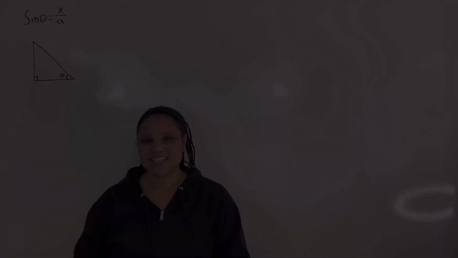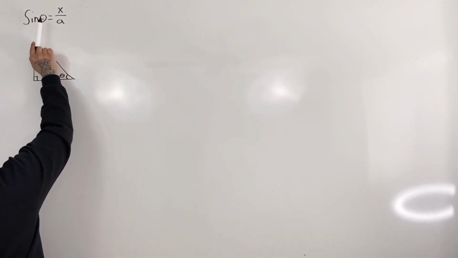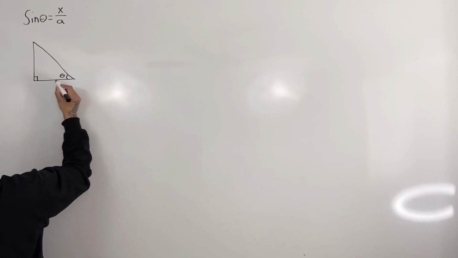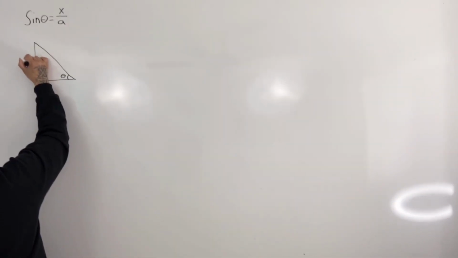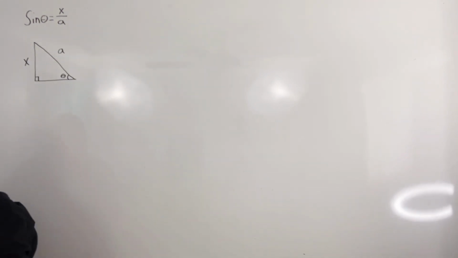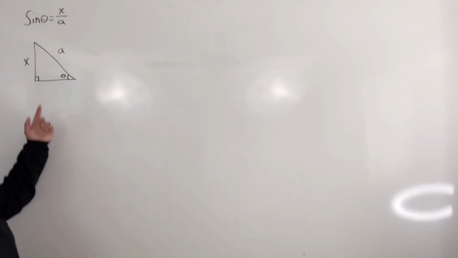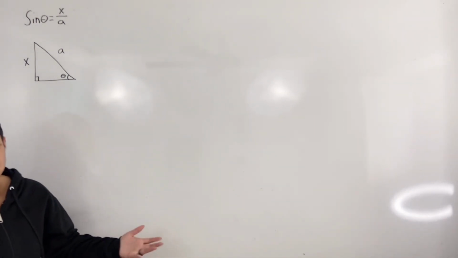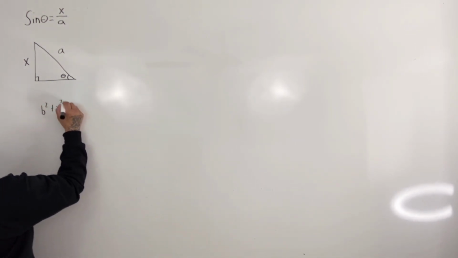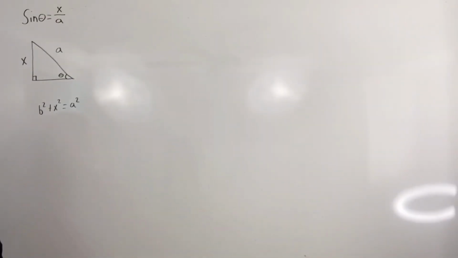using trig substitution. So we know that sine of an angle takes on the value of the side opposite over the hypotenuse. So opposite of the angle theta is x, and the hypotenuse is a. And now I want to use Pythagorean theorem to solve for the missing side. How about I let the missing side be called b? So I know that b squared plus x squared is equal to a squared. And this is by Pythagorean theorem.